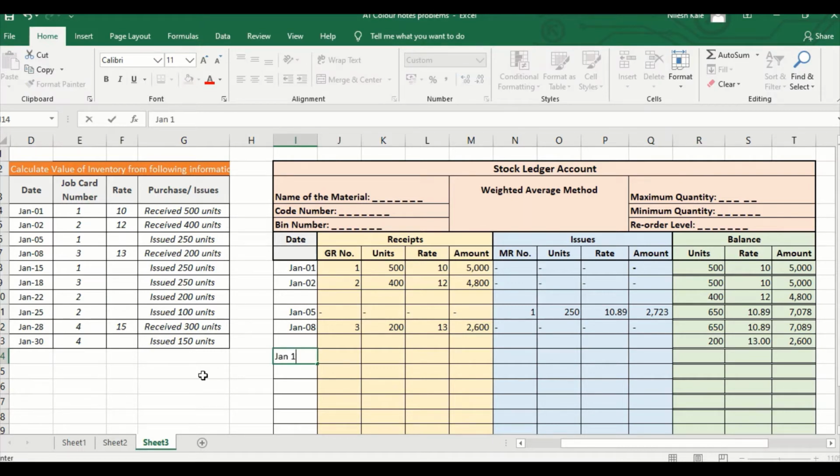On January 15th we have issued from job card number 1, 250 units. And what is the price? I am going to calculate it again. How do I calculate the price? 7089 plus 2600 divided by 650 and 200. This is 850 units. Now 7089 and 2600. I can use the formula directly here, but I will use the calculator for doing it faster.